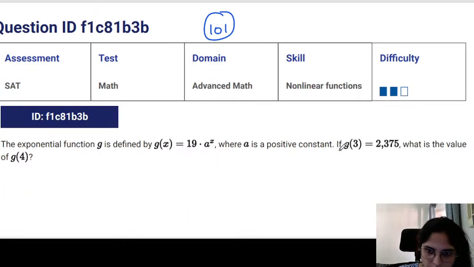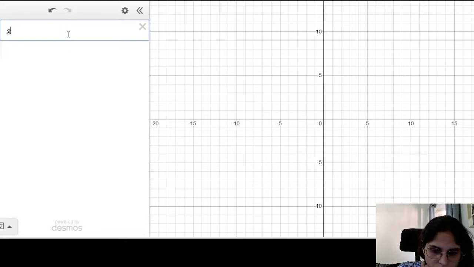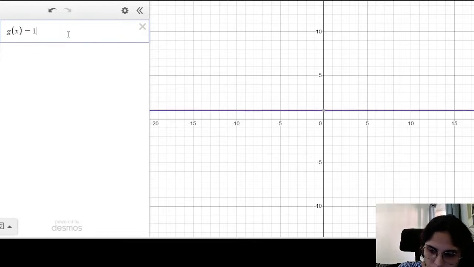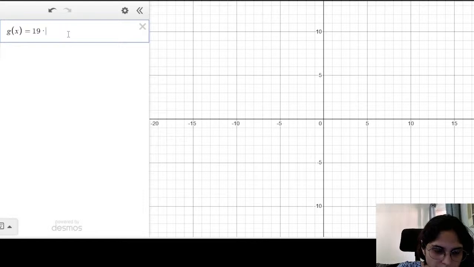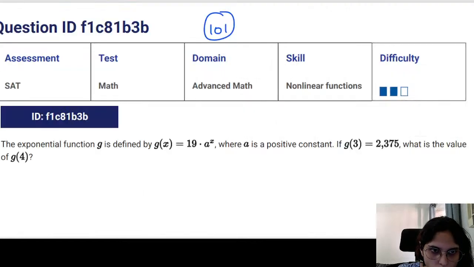Exponential function is given, g of 3 is given. What is the value of g of 4? Okay, so let's solve this. For this I'll be using Desmos. 19 times a to the power x. Now g of 3 is given as 2375, that means 2375 is equal to 19 times a to the power 3.